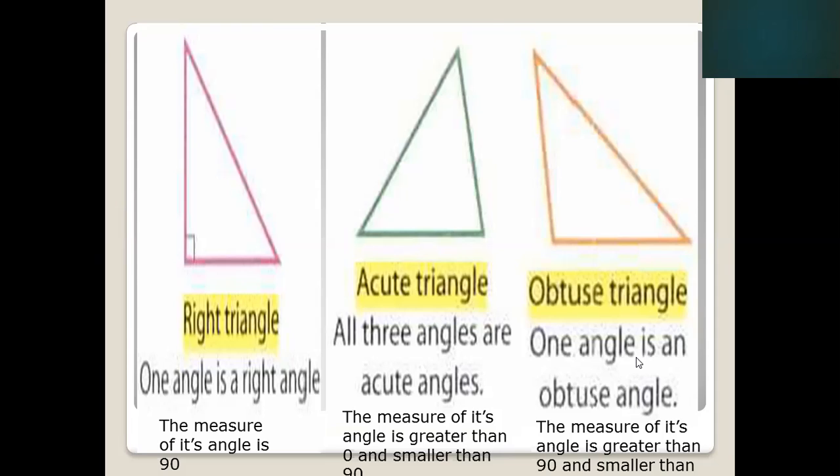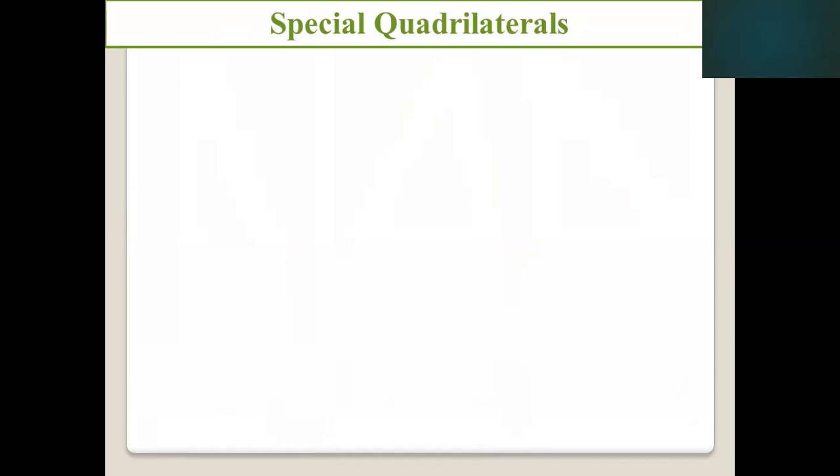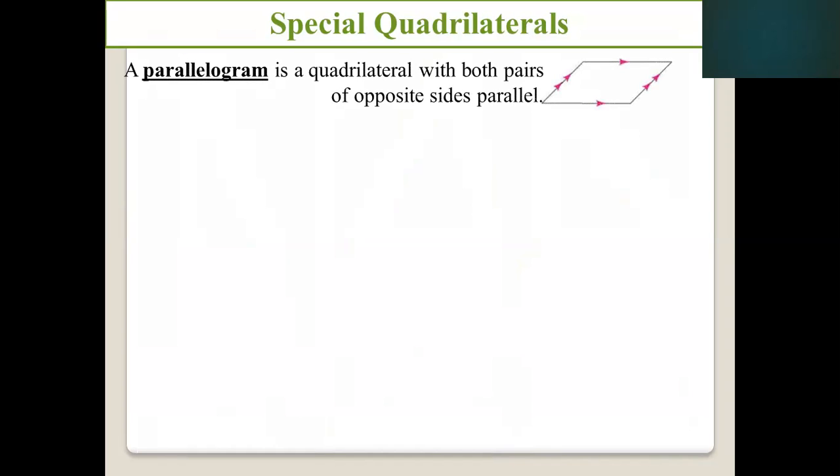After that, you have here special quadrilaterals, like the first one, parallelogram. What do you know about a parallelogram? It is a quadrilateral. So what do you know about a quadrilateral? A quadrilateral is a polygon with four sides. So any polygon with four sides is directly called a quadrilateral.